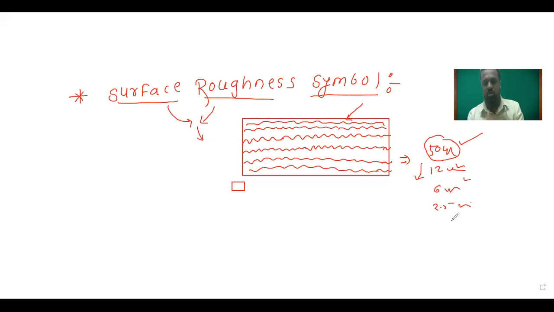Okay, then how to represent that surface roughness with the help of symbols. Simple. What is the symbol for the surface roughness? That is our point.